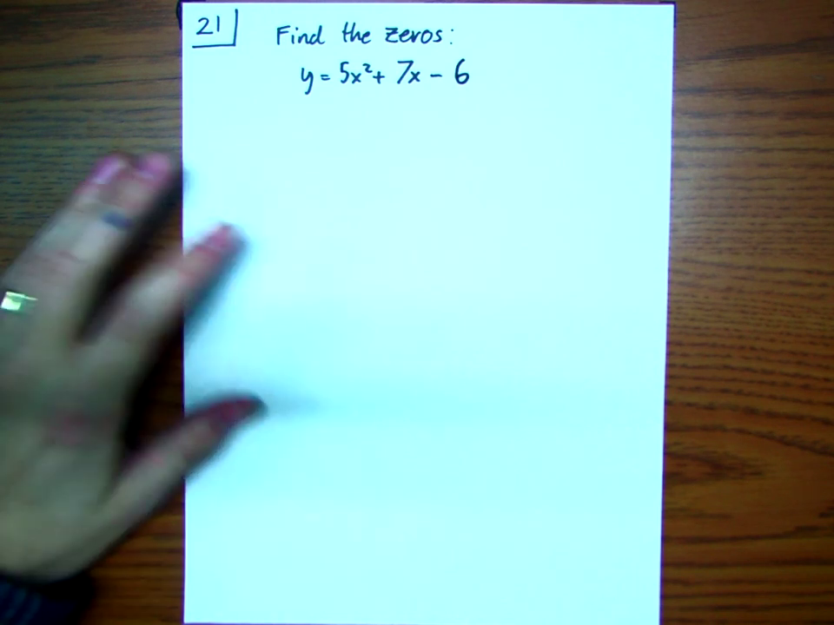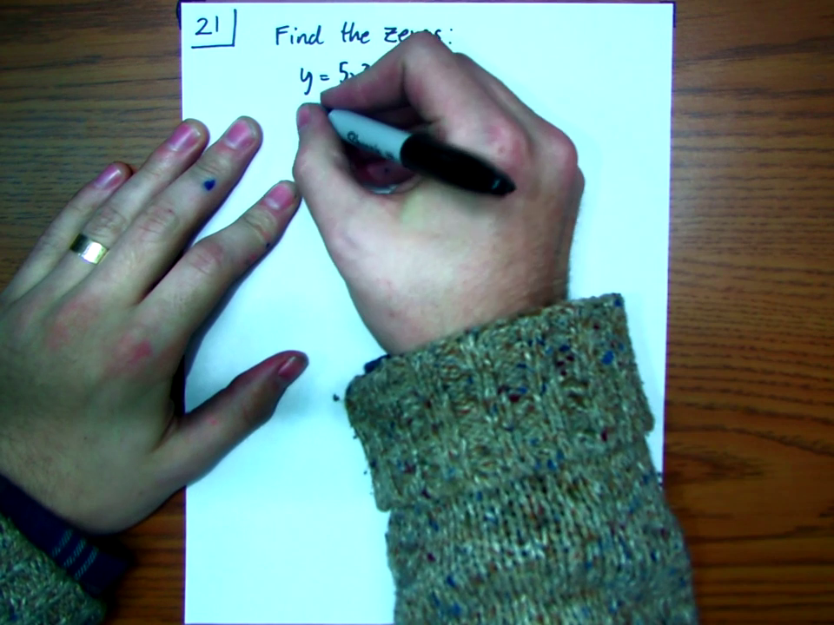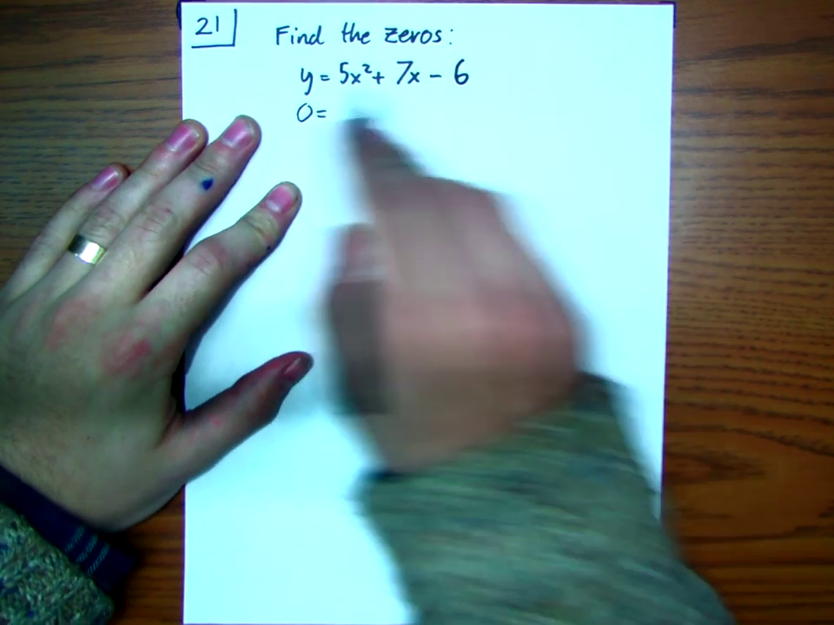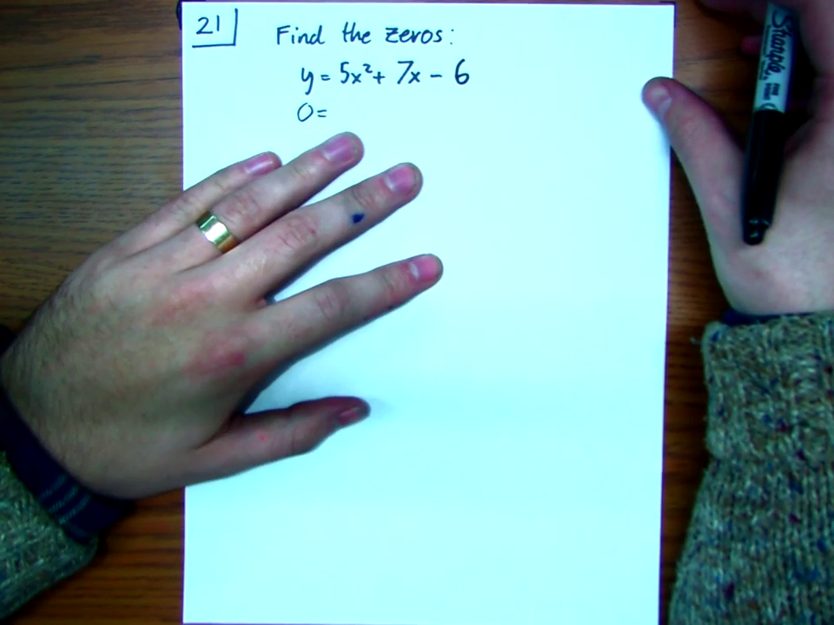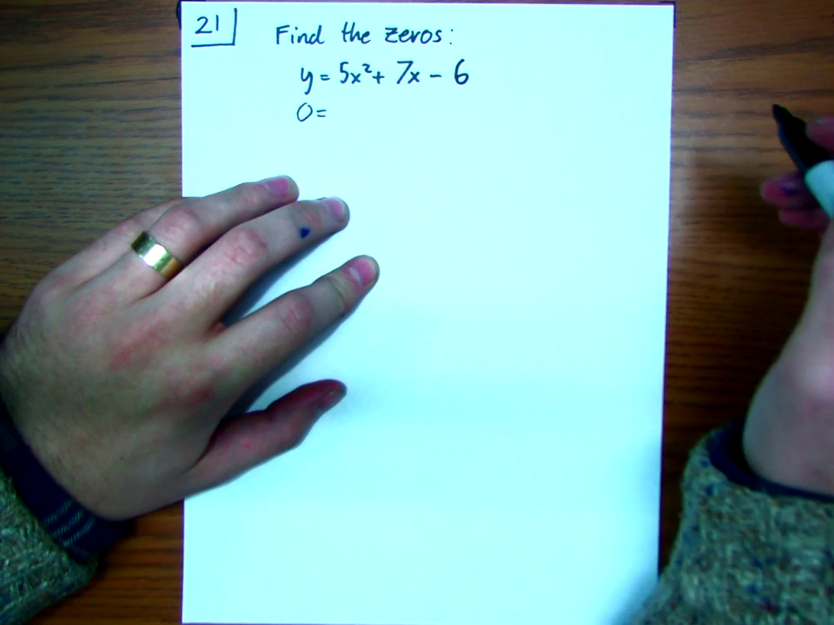All right, guys, we're going to find zeros again. Remember, the zero of a polynomial is an x value that will make y 0. So we're going to make y 0, and then we want to factor the polynomial. Now, the first thing we always look for is a greatest common factor. The only problem is, in this polynomial, there is no greatest common factor.